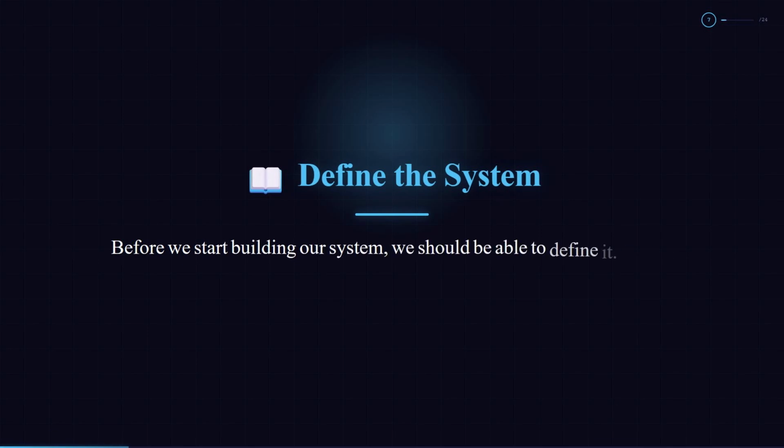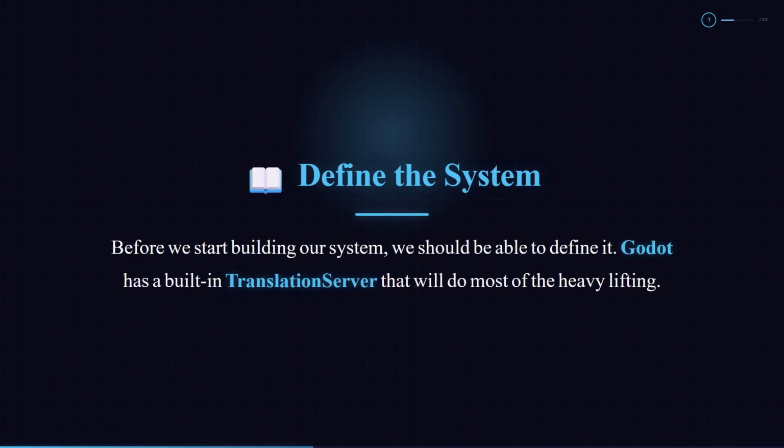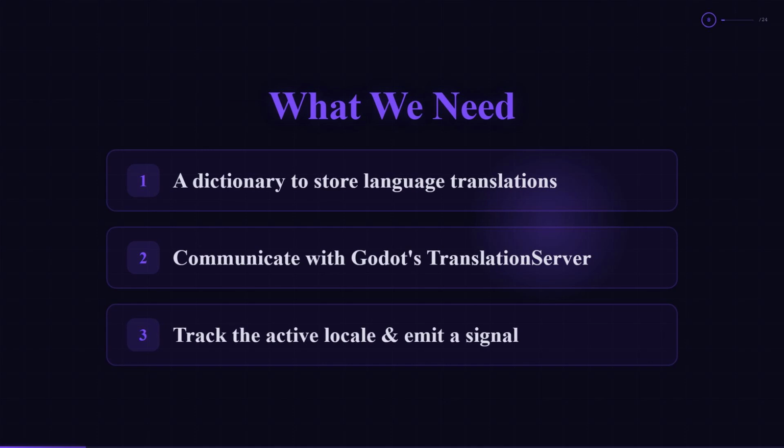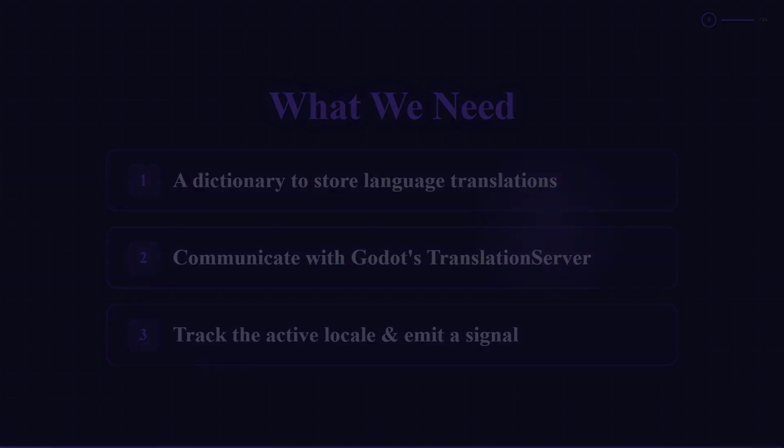Before we start building our system, we should define it. Lucky for us, Godot has a built-in translation server that will do most of the heavy lifting. So the things we will need for our system are a central dictionary to store all translations for a selected language rather than loading every translation into memory at once, a way to communicate with Godot's built-in translation server so that it applies our translations, and a way to track the active language and emit a signal whenever it changes.